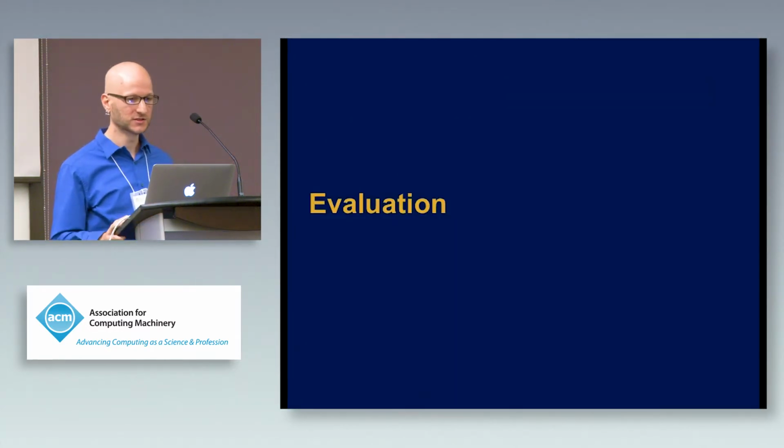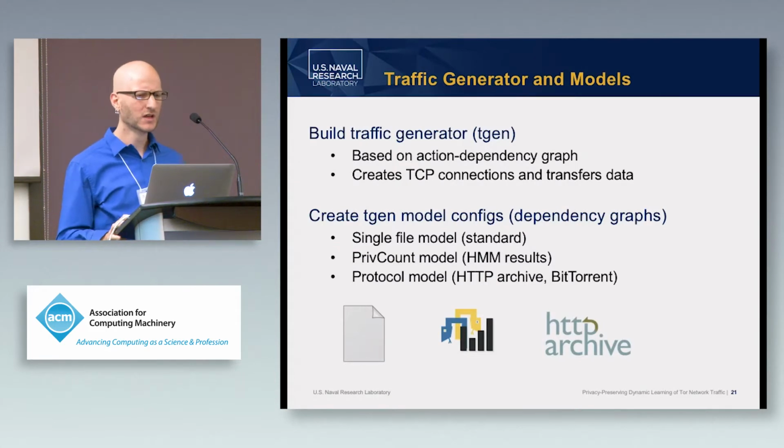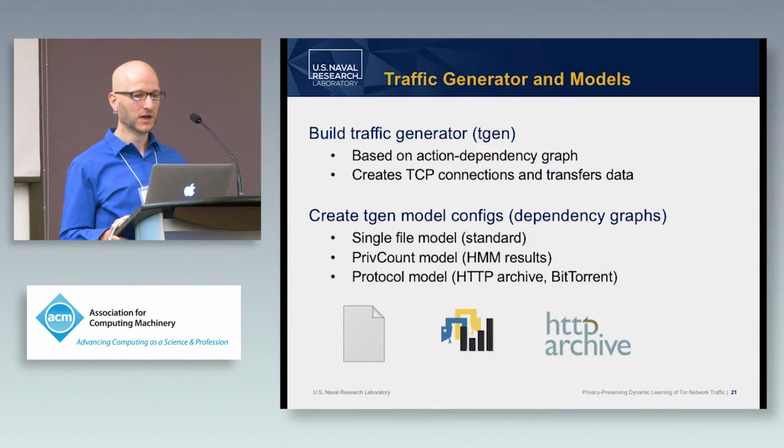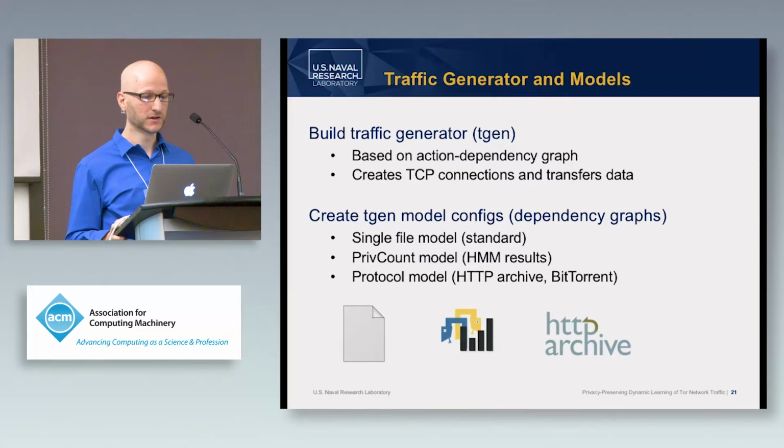Okay, so the last part is evaluation. We built a traffic generator called tgen, which is based on an action dependency graph that allows us to configure in software how we want to create TCP connections and how we want to transfer traffic on those TCP connections. And then we created several tgen model configurations to represent the different traffic models that we want to test. And we created a tgen config for the single file traffic model. And then we created one for the PrivCount model based on our measurements, including our HMM models.